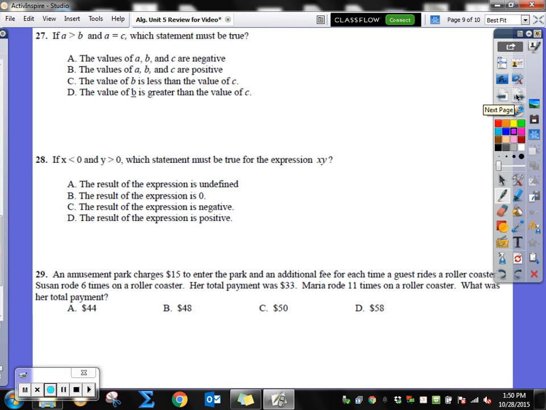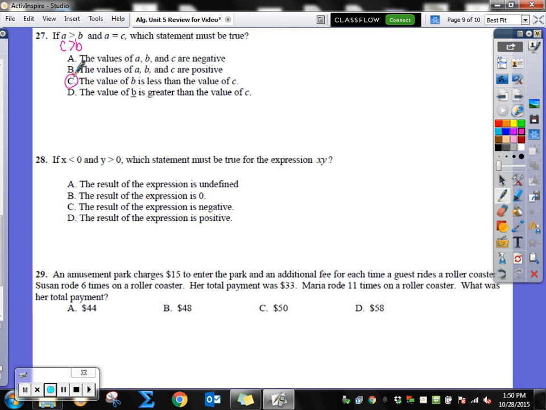Now for 27, we have that if A is greater than B and A equals C, which statement must be true? Well, the easiest thing to do, in my opinion, is to, instead of an A over here, put C is greater than B, because if A and C are equal, then that is true. So I'm looking for something that says C is bigger than B, or vice versa, B is smaller than C. So B is less than the value of C would be answer C.